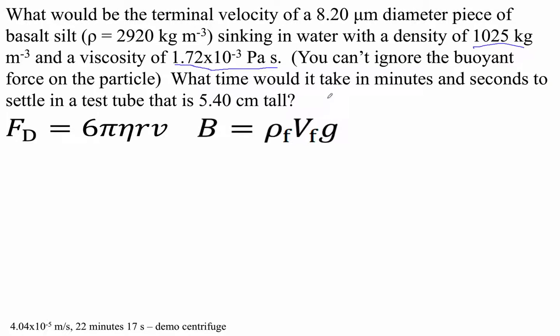The radius of this piece, and of course it's a perfect sphere, is 4.1 times 10 to the minus 6th meters, right? That's just half of this, right? So we're not going to let the diameter get us, right?